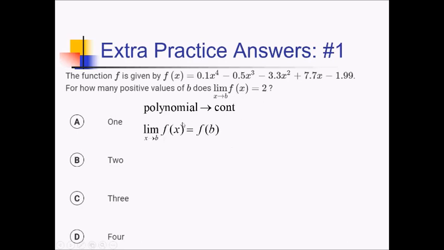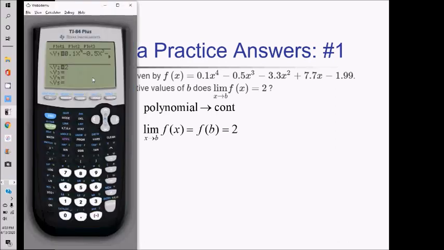So basically I have to figure out where f of b, or f of x in general, has a value of 2. And to do that, I have to graph this thing out and see how many times it intersects the line y equals 2. Now, another key on this is they ask how many positive values of b, so how many positive x values. So I'm only going to consider things to the right of the y-axis. Let me go ahead and put this in my y equals on my calculator.